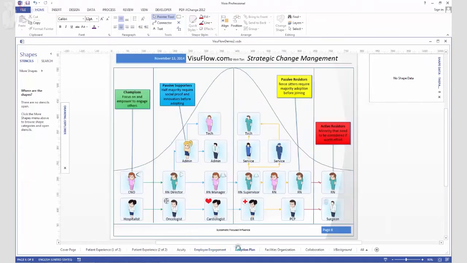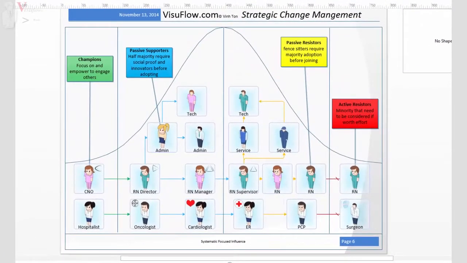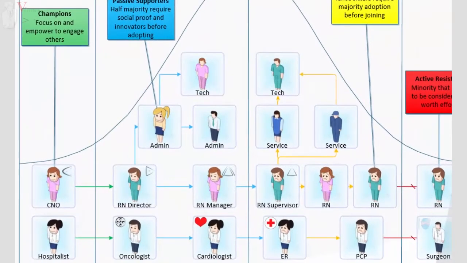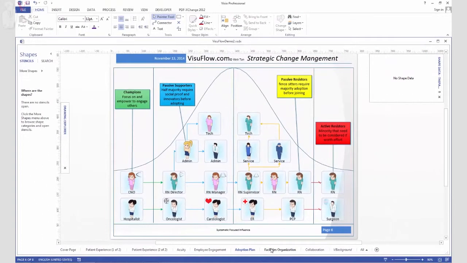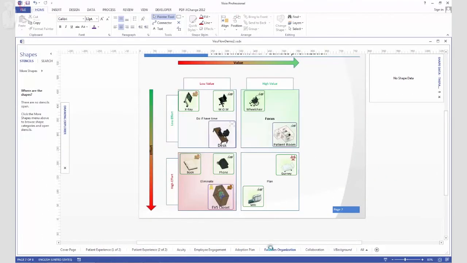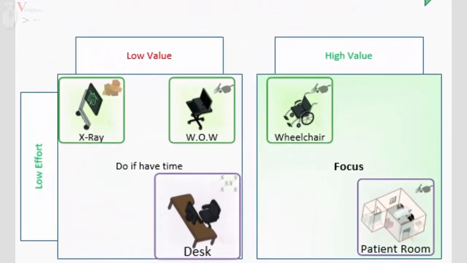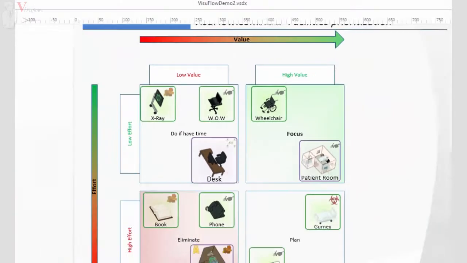Strategize an adoption plan for change. Empower and leverage your champions to win over passive supporters. Turn the tide on passive resistors with a majority buy-in. Prioritize how your facilities is maintained. Focus your response on equipment that is utilized the most but take the least effort to maintain.